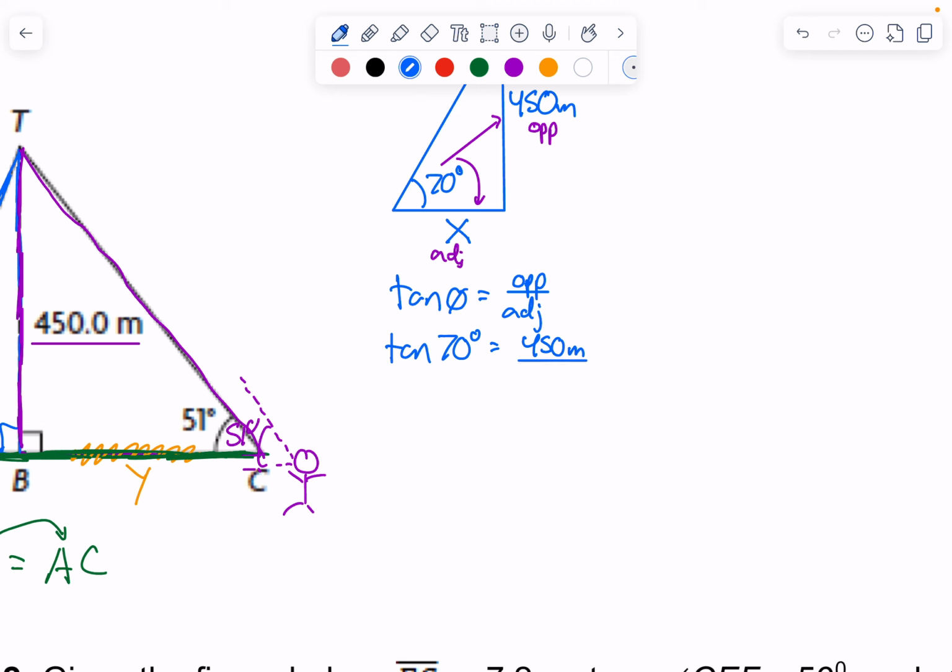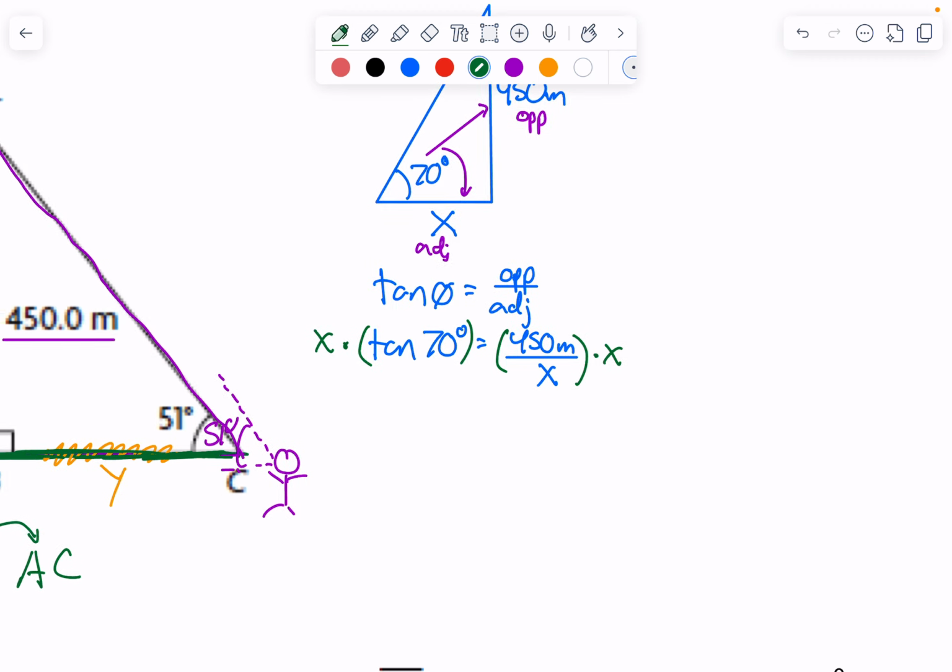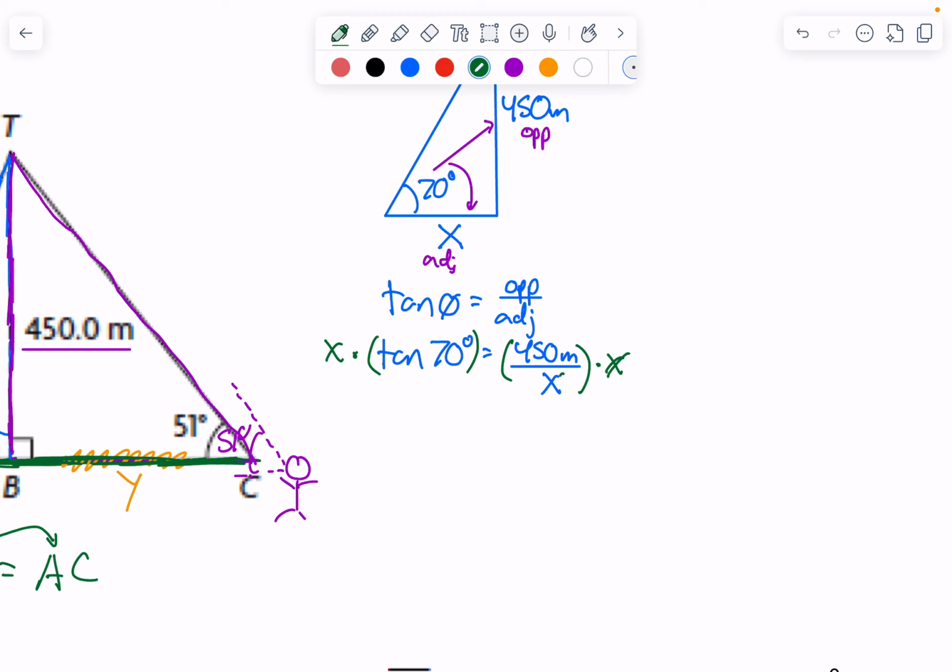And the adjacent is the angle, the side length that we're looking for, x in this case. So we need to isolate for this x. What that means is we need to first multiply both sides by x because it's on the denominator. So we need to get it off the bottom of the fraction. So these cancel, and you get x tan 70 is equal to 450 meters.